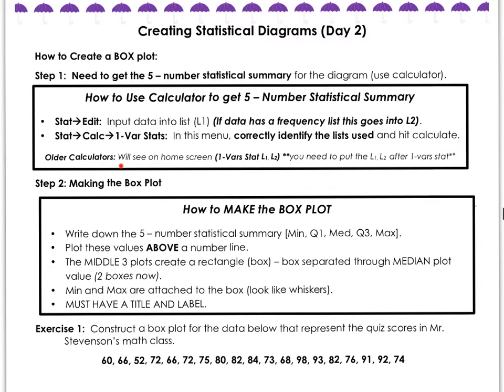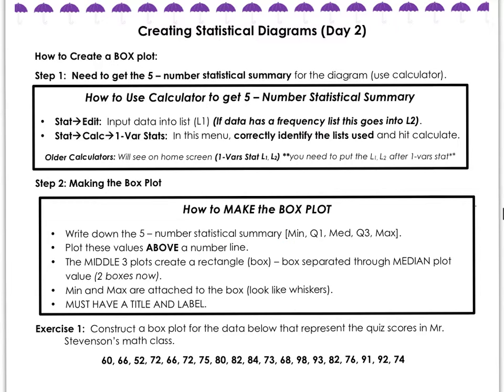If you have the older calculator, you will see on the home screen 1var stats L1, L2, and we'll talk more about what you need to put in when using a frequency list. Step 2 is making the box plot. So how do we make a box plot? First, you're going to need to write down the 5-number statistical summary and label each piece of information.